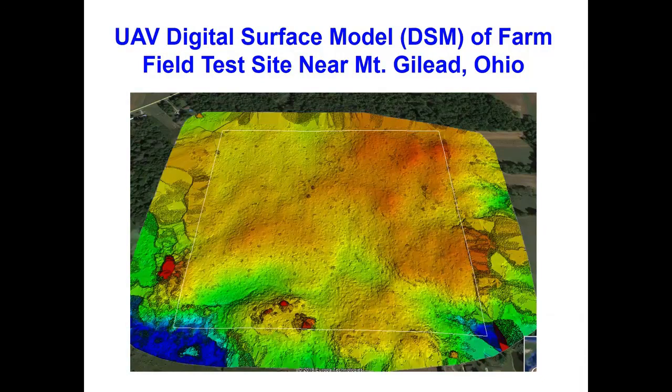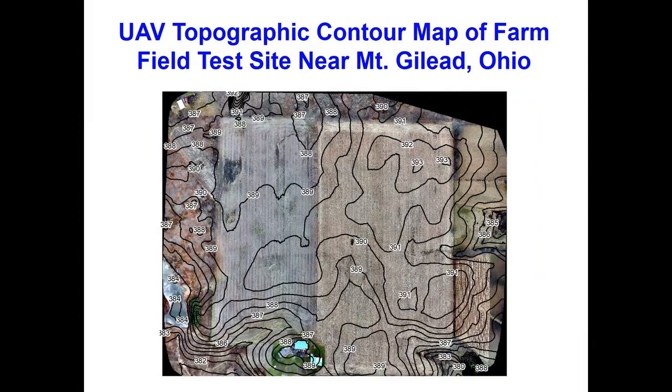This is just an example. This is near Mount Gilead. This is a digital surface model. The reds and the oranges are high elevations. You're getting into yellows, greens, and blues. Those are the low elevations.